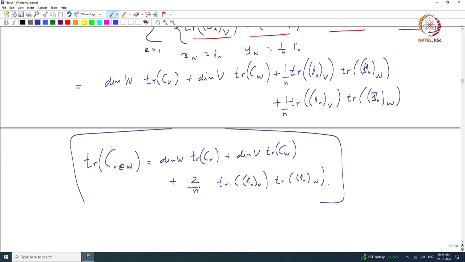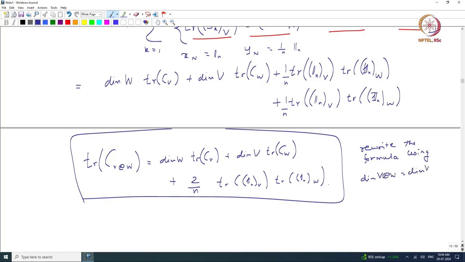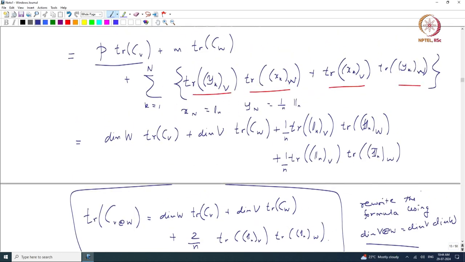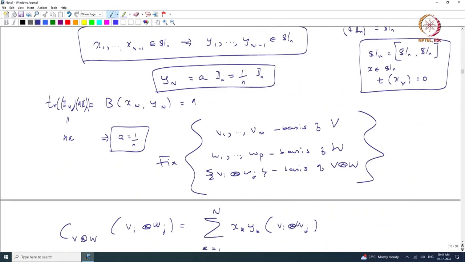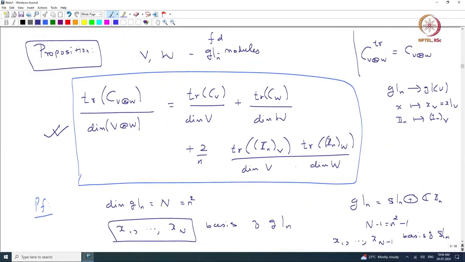Now you rewrite the formula using dimension of V tensor W equals dimension V times dimension W, and then you get the original formula. So this actually completes the proof. We will be using these formulas later to understand the tensor product of irreducible representations.